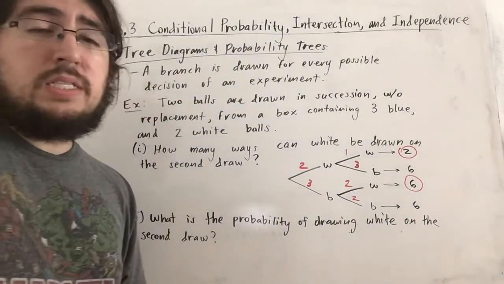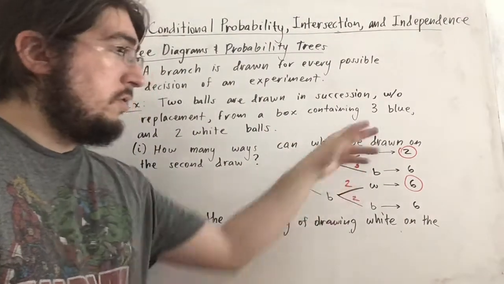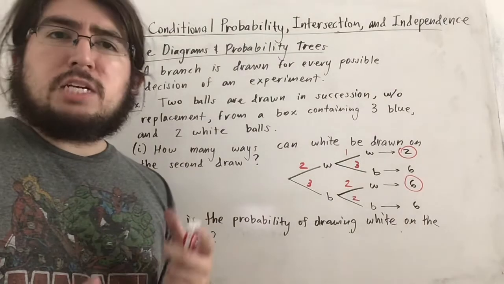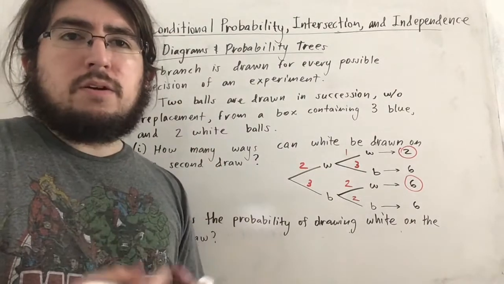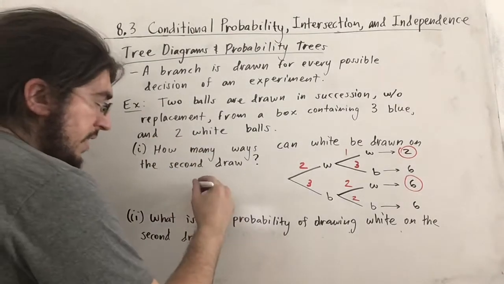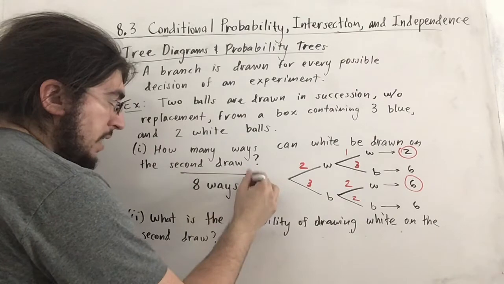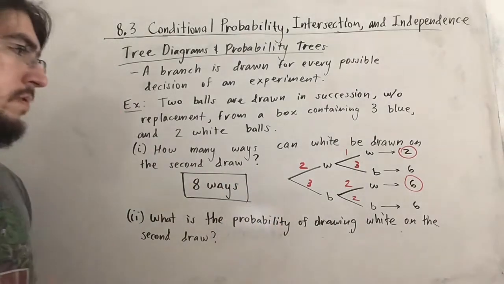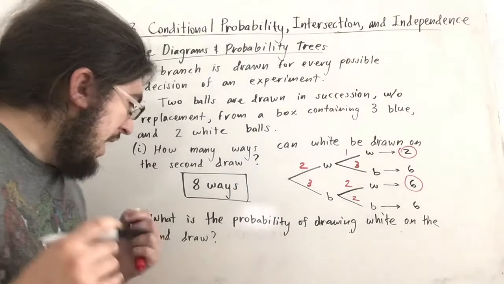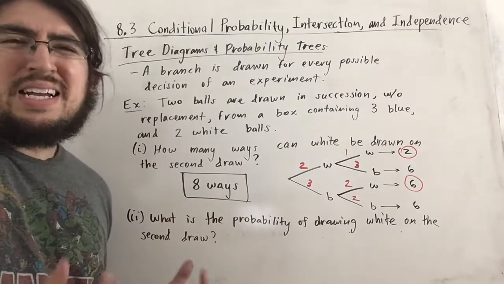So if you add those together, either you drew white then white or you drew blue then white. So there's a total of 6 plus 2 different scenarios, because remember, "or" means you add those, because that would be the addition principle of counting. So in any event, here we get 8 as our answer. So 8 ways of drawing white on the second draw. Okay, good.